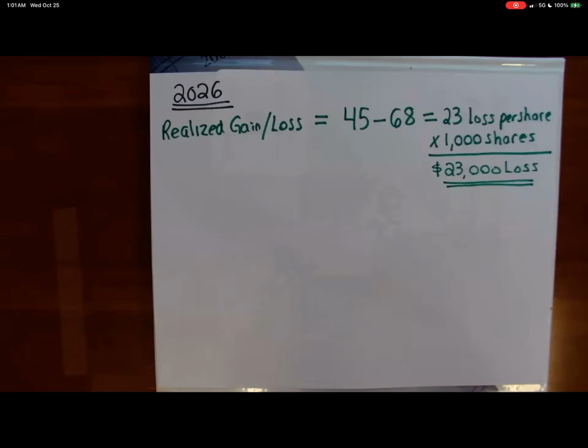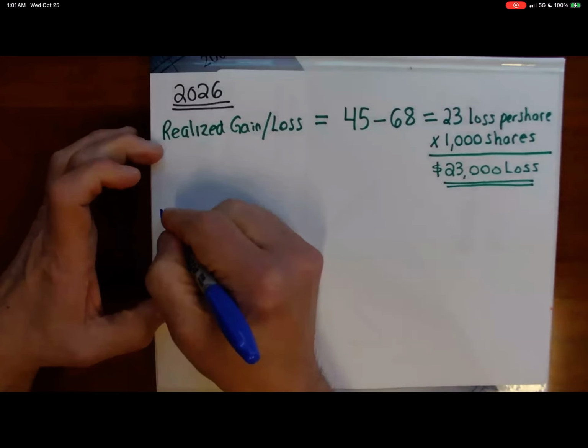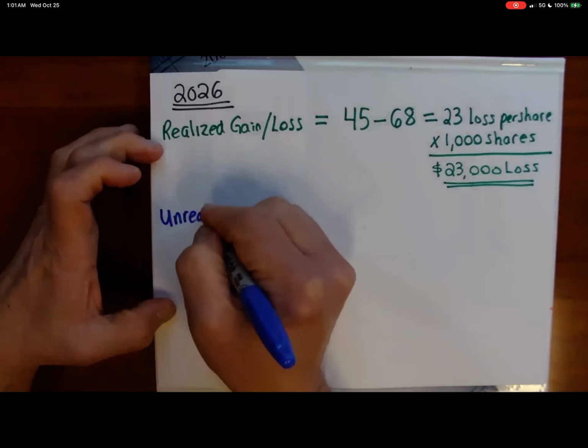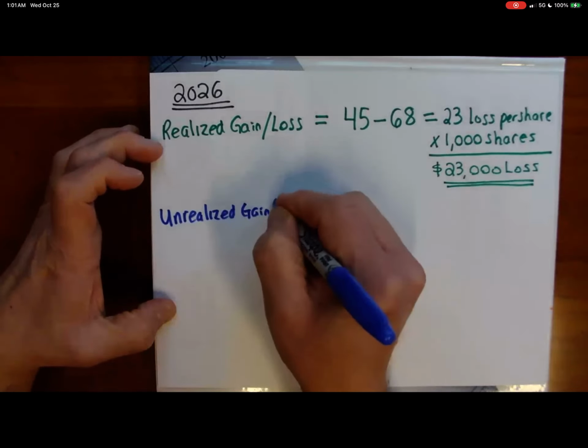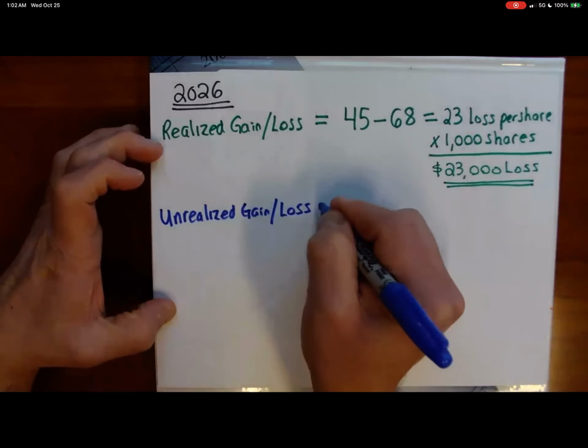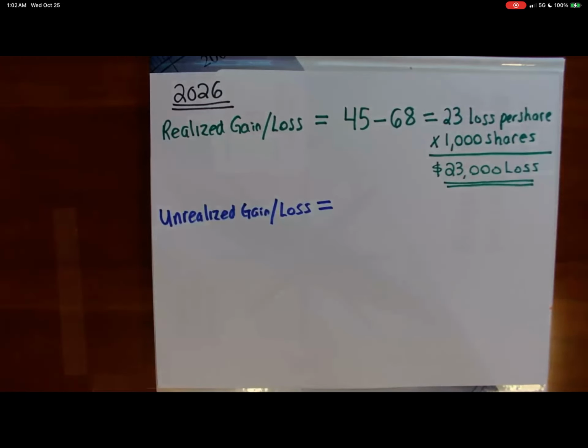Carter, the next calculation we have to do is we need to calculate our unrealized gain or loss for the year. Can you give me the numbers to do it? You would take the $35 per share at the end of the year. Okay. And then you would subtract that by the $68 from the previous year.